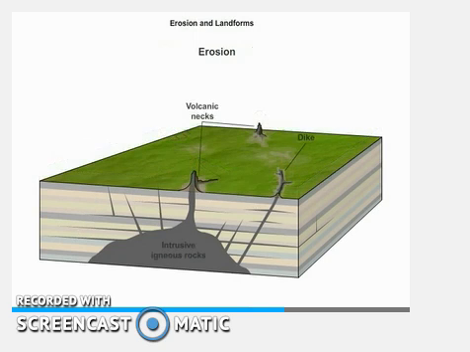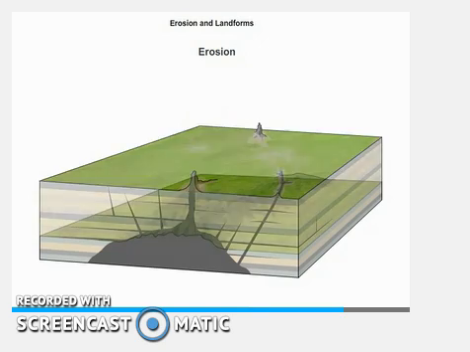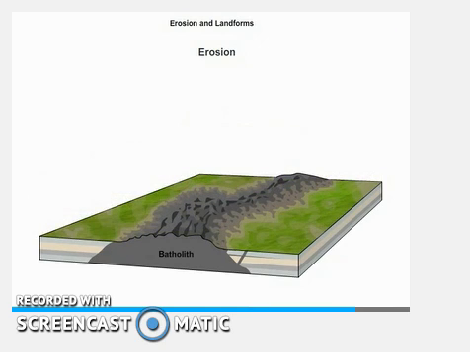A period of erosion follows. You now see an exposed dike and a volcanic neck. The laccolith has now been exposed as a gently rounded dome of plutonic rock. Further erosion exposes a batholith on the surface. Batholiths form the core of many major mountain ranges, such as the Sierra Nevada in California.